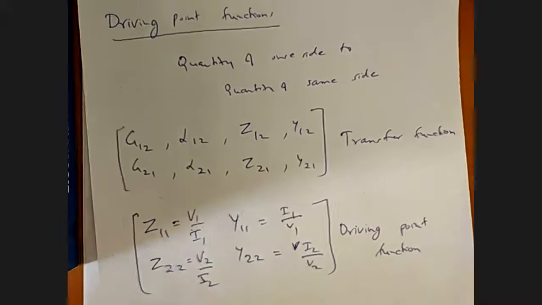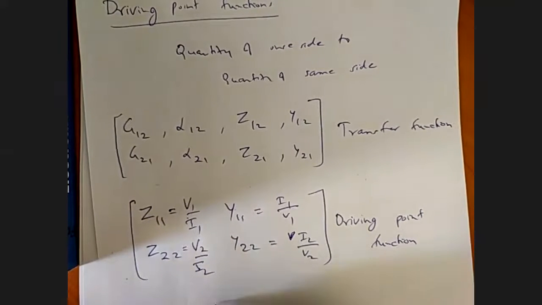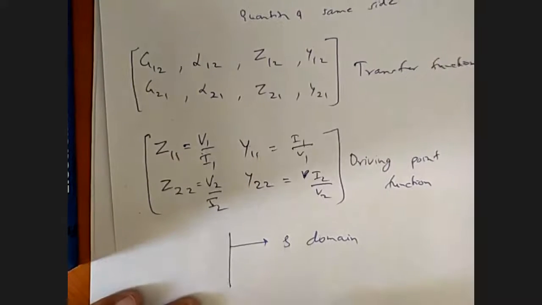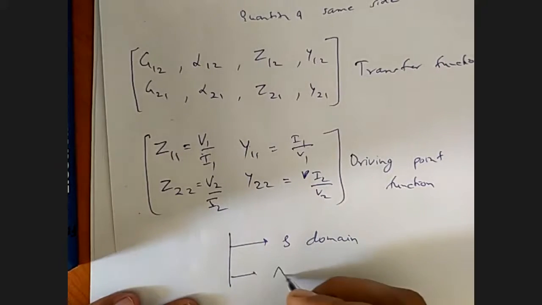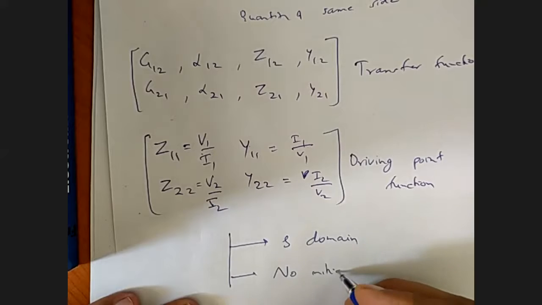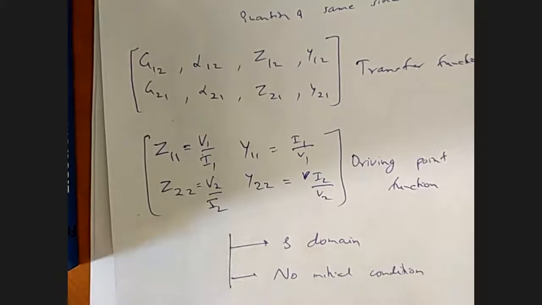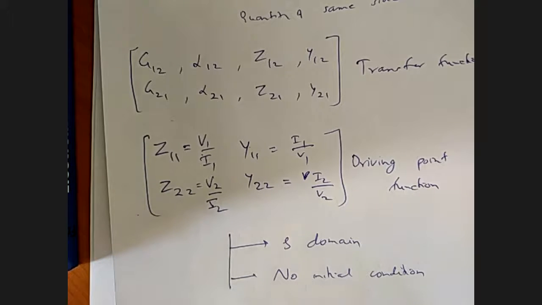All these things, you must remember two conditions. First, it is in S domain, and second, no initial condition. Then you can define the function, because if there is an initial condition, then you cannot find the ratio.